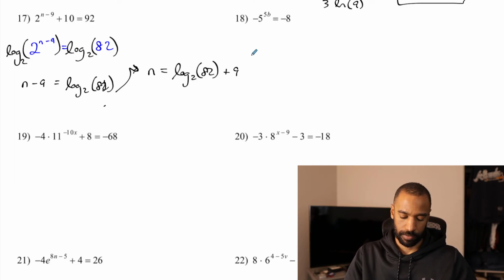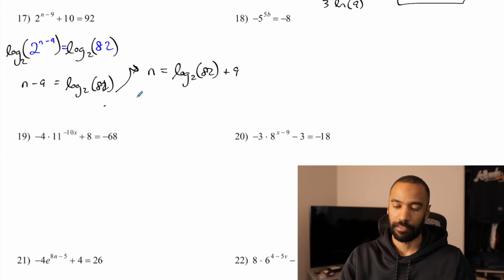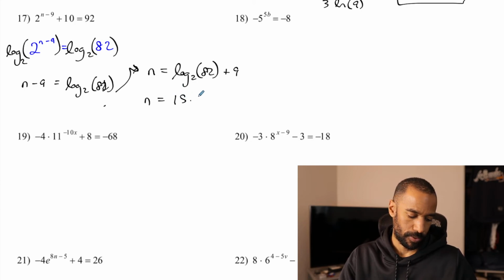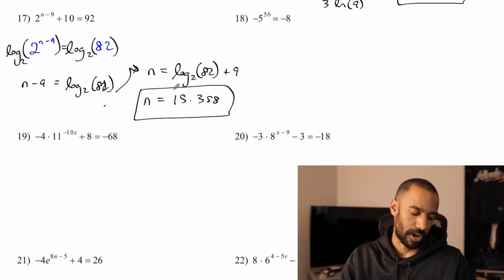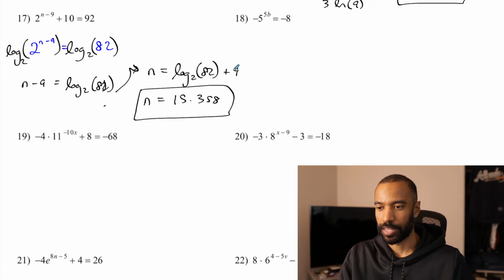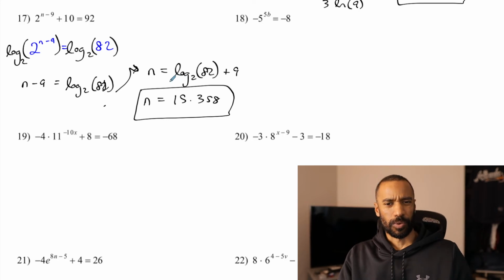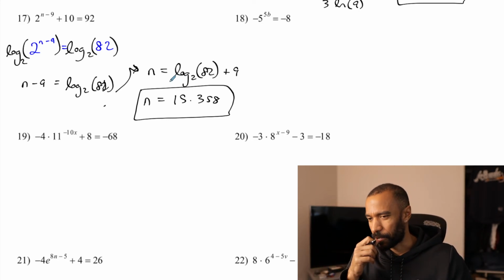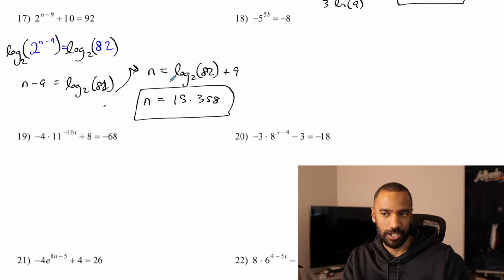Log of 82 over log of 2. Close the parentheses. Plus 9. And I'm going to get... oh, this is an exact answer. I mean, I could round it, but the numbers stop at some point. 15.358. But it actually stops at 15.357552. And then it stops. It's almost worth writing an exact answer when you can. Okay. Anyway, so that's that. I just want to make sure you knew.